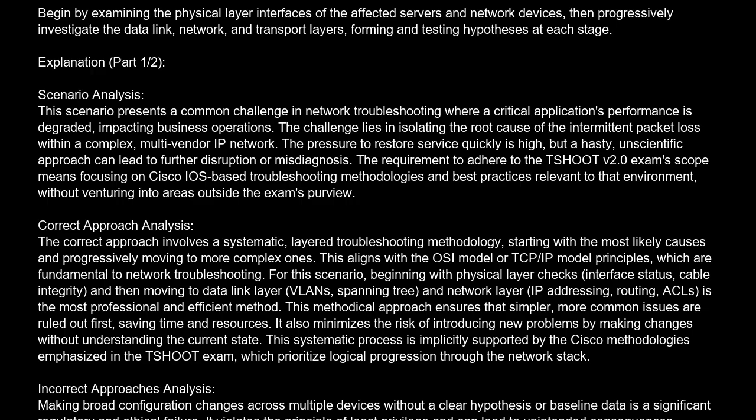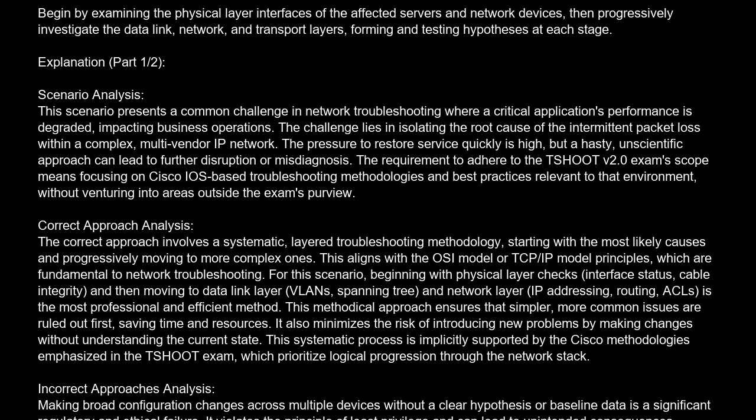Explanation. Scenario analysis. This scenario presents a common challenge in network troubleshooting where a critical application's performance is degraded, impacting business operations. The challenge lies in isolating the root cause of the intermittent packet loss within a complex, multi-vendor IP network. The pressure to restore service quickly is high, but a hasty, unscientific approach can lead to further disruption or misdiagnosis. The requirement to adhere to the TSHOOT v2.0 exam scope means focusing on Cisco IOS-based troubleshooting methodologies and best practices relevant to that environment, without venturing into areas outside the exam's purview.